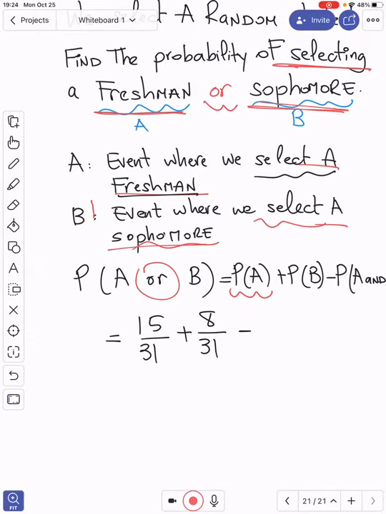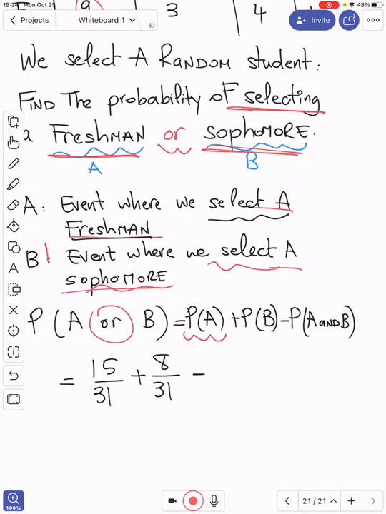And now the question is, what's the probability of A and B? A is being a freshman, B is being a sophomore. So what would be the probability of A and B, being a freshman and a sophomore, right? This is A and B. This is a freshman and a sophomore. So how many students are freshmen and sophomore?